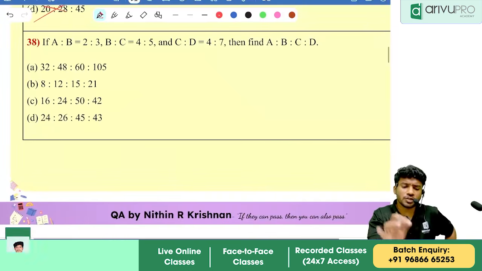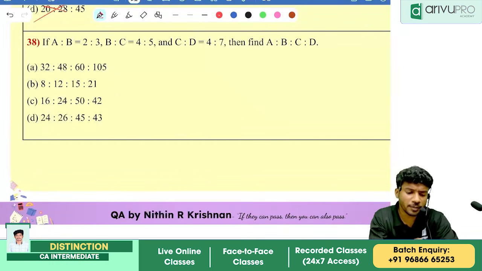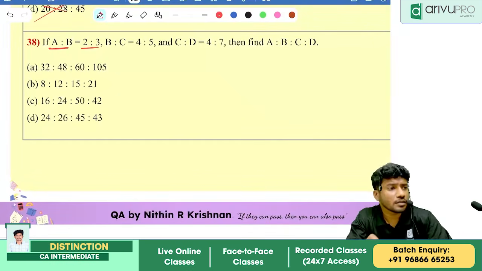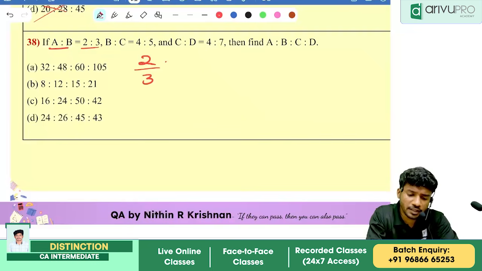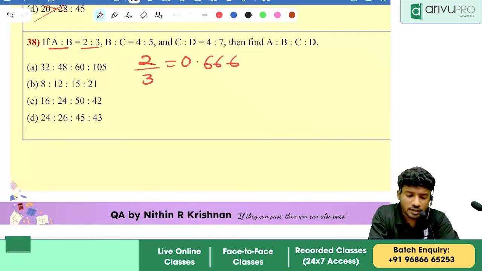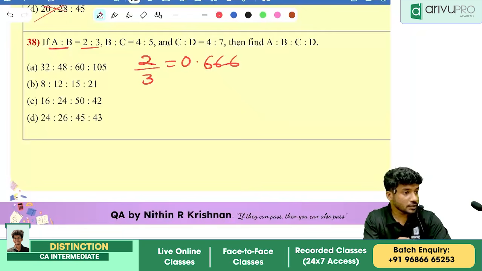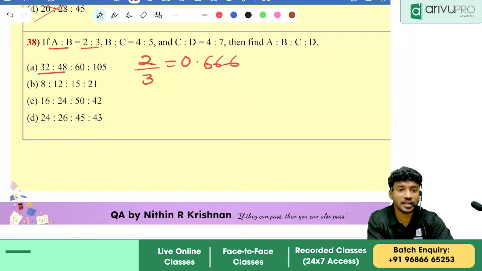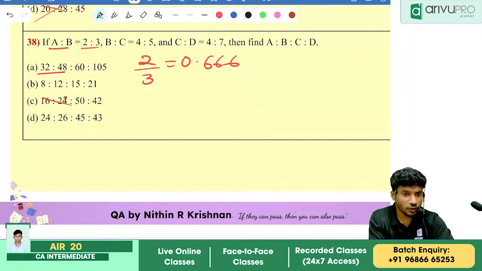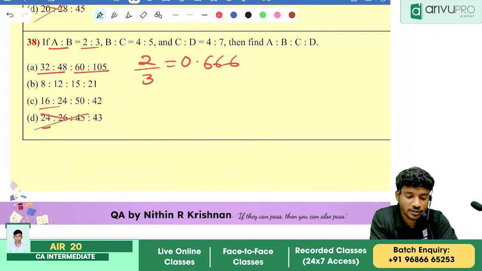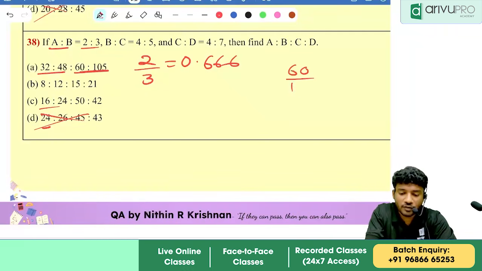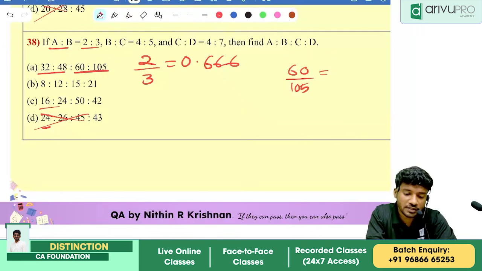Now look at the next question. Solve it for me. A is to B is 2 by 3. 2 by 3 means 2 divided by 3 is equal to how much? Check which options are giving you that. First option is giving. Second option is also giving, right? Third option is giving? No. Oh, that is also giving. Then fourth option is giving? No, that is gone. Now check the last two numbers. 60 divided by 105, how much is it? That means C by D. 4 by 7. 4 by 7 is how much?